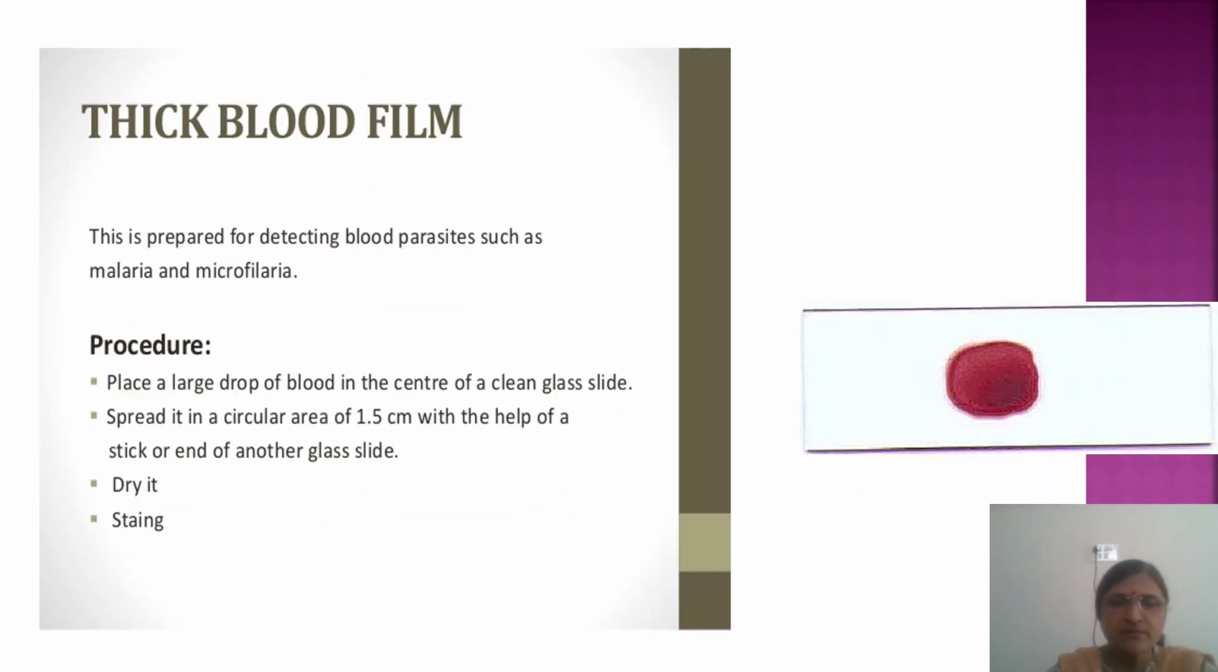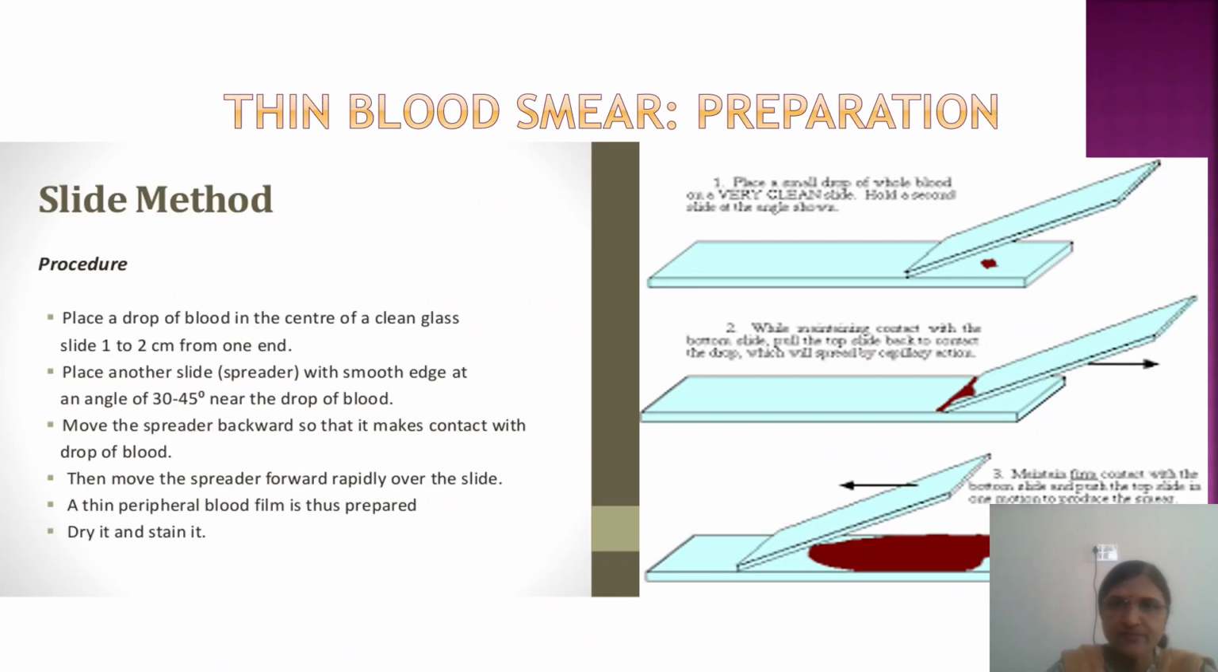For the thick film, you have to take 2 to 3 drops in the center of the slide, and then you have to make a circle with the help of a coin or another slide, dry it and then stain it. For the thin smear, at the edge of the slide, you take 1 to 2 drops of blood, and with the help of another spreader slide, you have to spread that drop forward so that you will get a tongue-shaped smear.